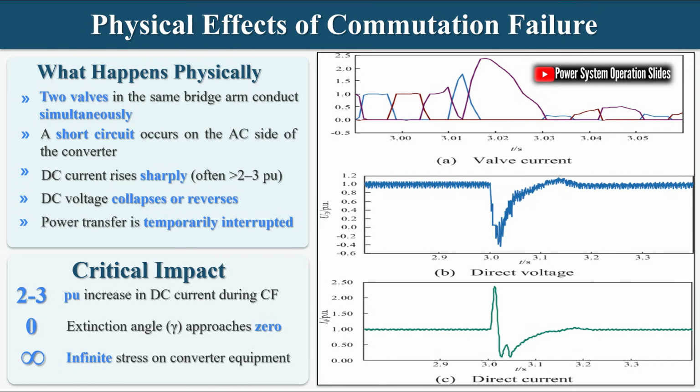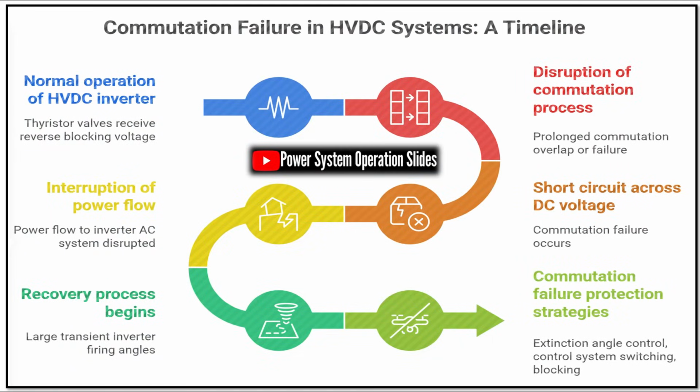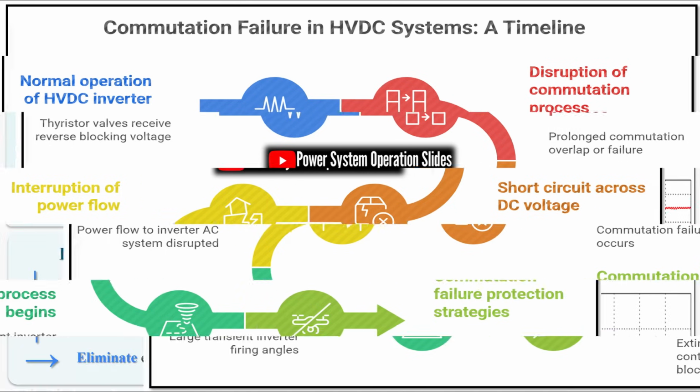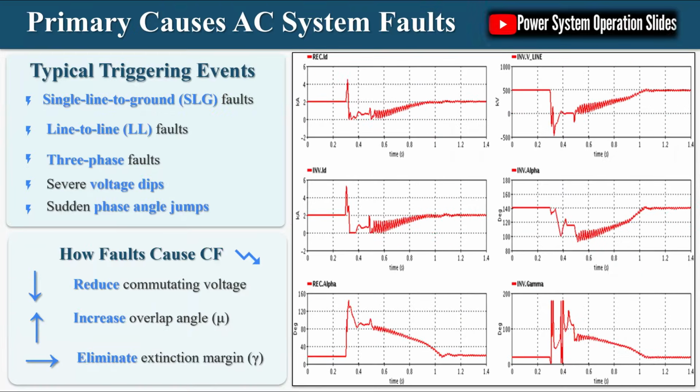On the DC side, these effects cause stress on valves, smoothing reactors, and transformers, potentially leading to valve misfiring or thermal damage. On the AC side, CF results in loss of active power transfer, reactive power imbalance, and voltage instability. At the system level, repeated commutation failures pose serious risks including HVDC blocking, power oscillations, loss of synchronism between grid areas, and in severe cases, blackout scenarios in interconnected grids.